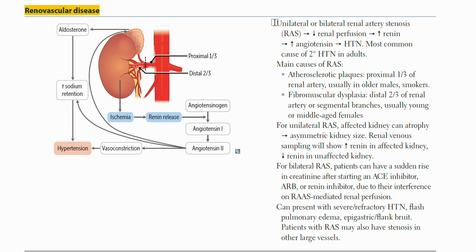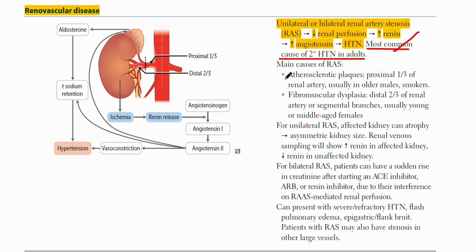So unilateral or bilateral renal artery stenosis will lead to decreased renal perfusion. That will lead to an increase in renin, right? And an increase in renin means an increase in angiotensin, causing hypertension. That is where it occurs. The most common cause of secondary hypertension in adults is renal artery stenosis.